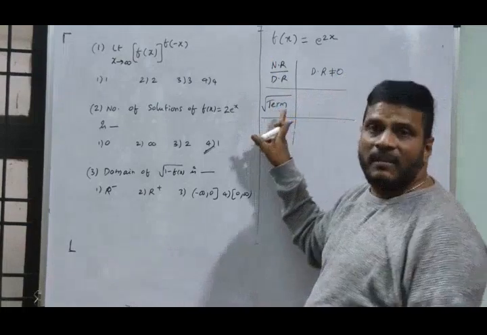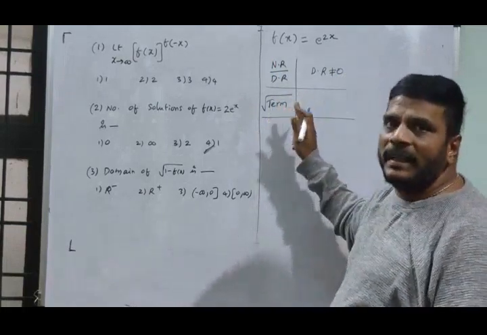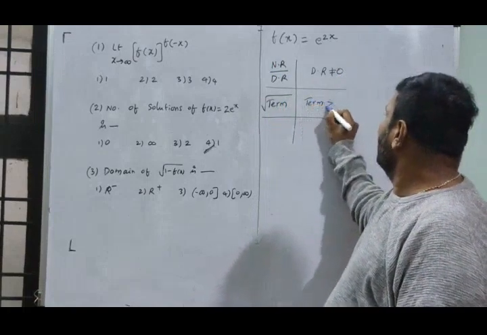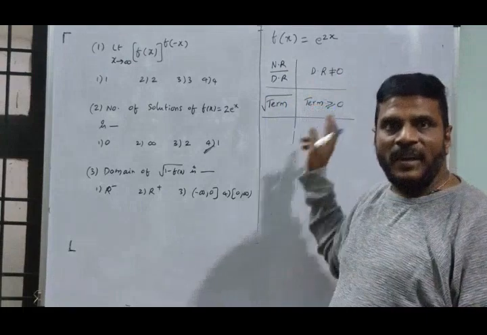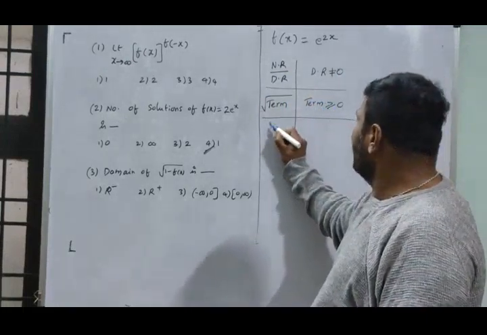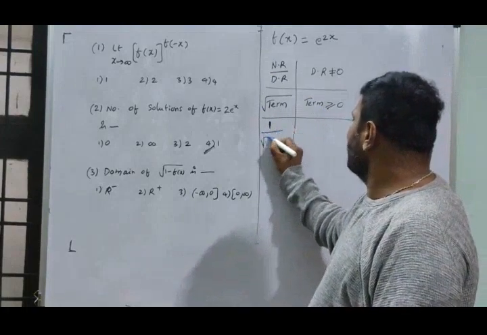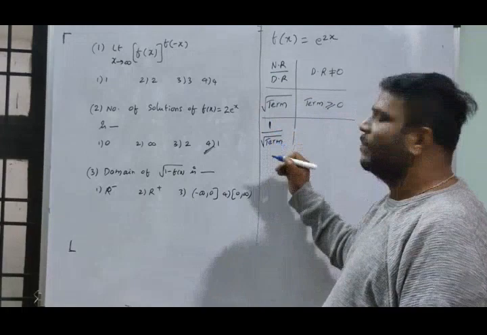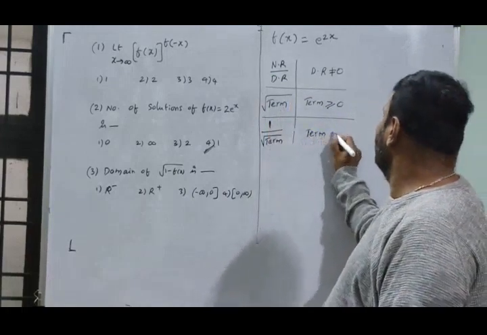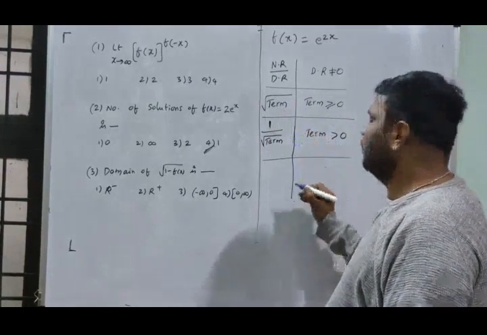If the given function is of the form square root of term, then the term should be greater than or equal to 0 to find out the domain of this function. Next, if 1 by square root of term is given, then the term should be greater than 0.